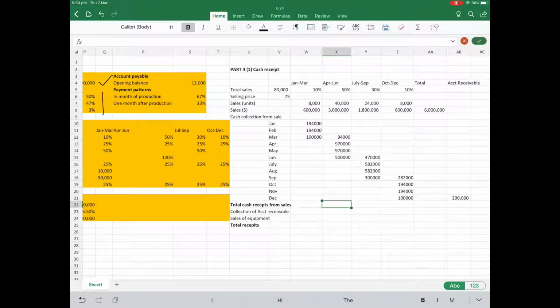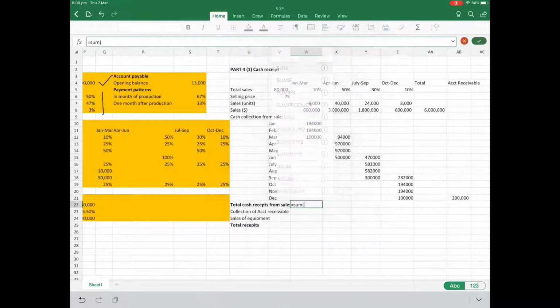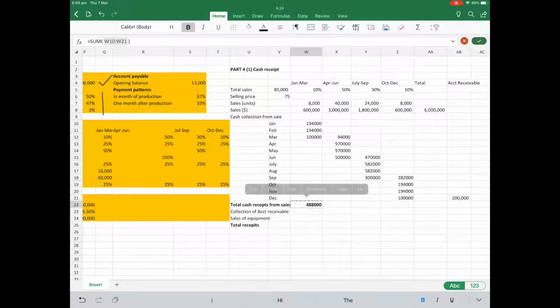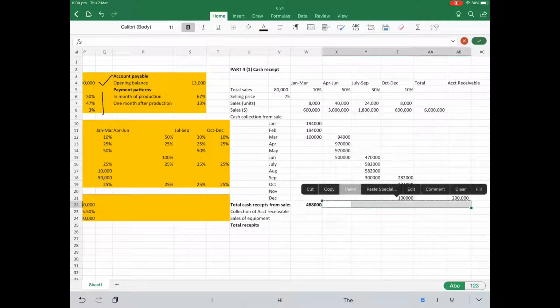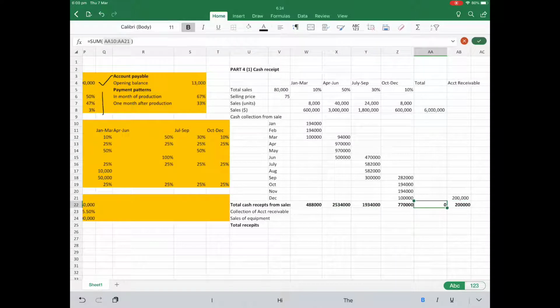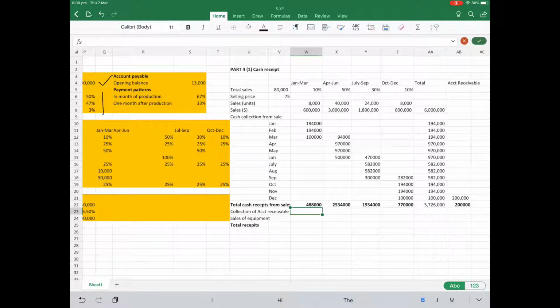Now from here we can have the sum of everything from January until December. Then I just copy this and I paste it here. Total. You can copy from this and then you paste into here. Paste. Okay. All right. Now we also have account receivable from December last year.